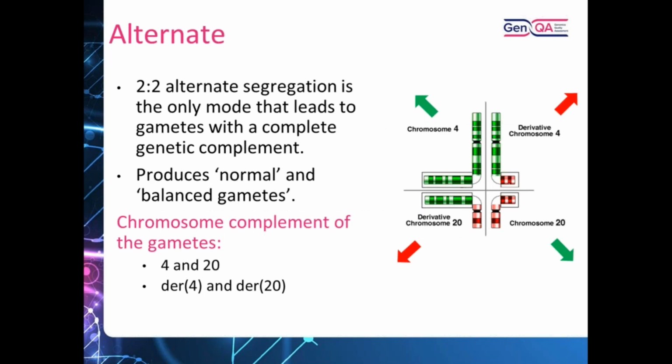So the different forms of segregation are things like alternate, which is where opposite-based chromosomes in the quadrivalent segregate together. This is the only mode that leads to gametes with a complete genetic complement, and it would produce either normal or balanced gametes. And as you can see, the gametes produced from this would either be chromosome 4 and 20, which are both normal, or the derivative 4 and the derivative 20, which will then be balanced.